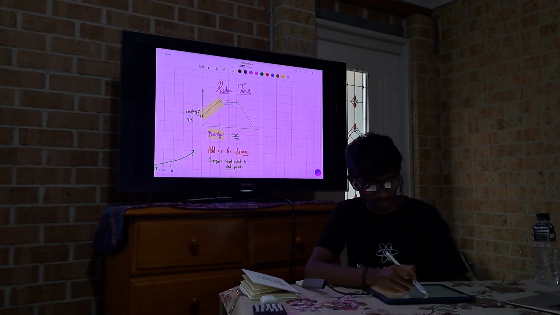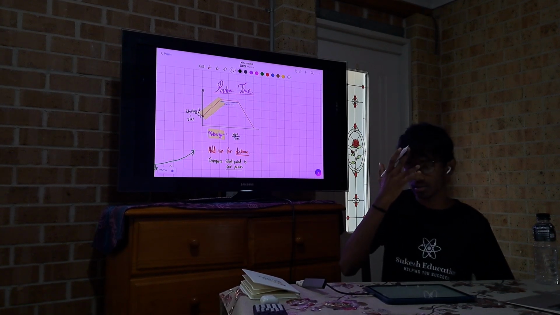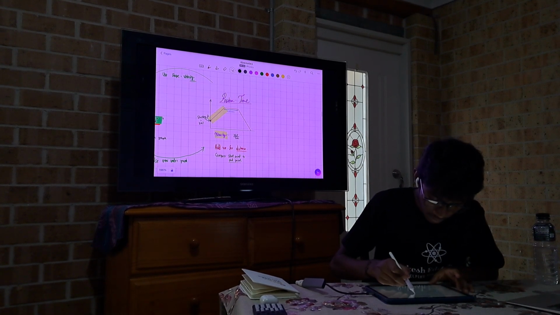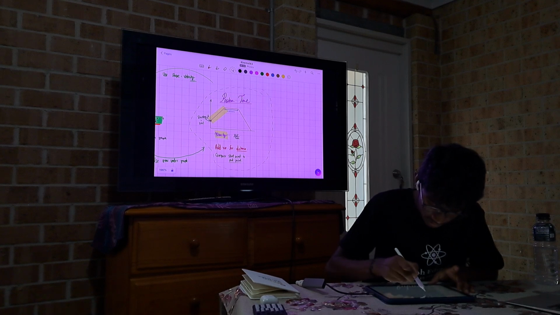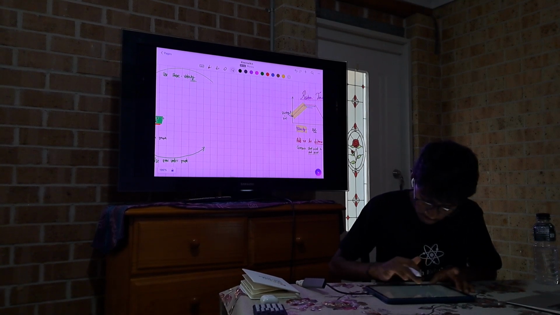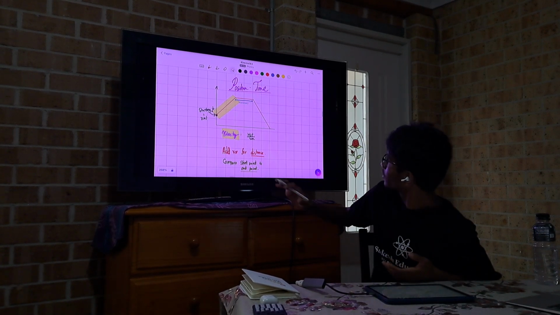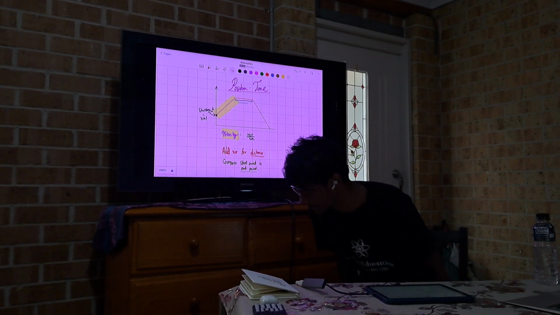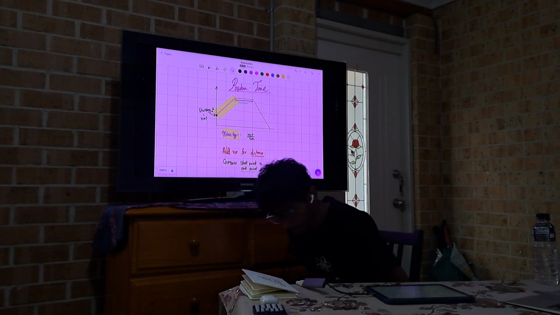We're going to be looking at position graphs. So firstly, what is a position time graph? Let me take this separately. Okay, hope you guys can see it fully. Let me just explain it here.